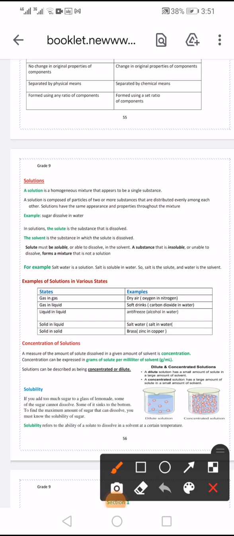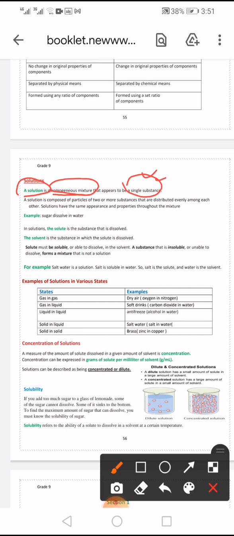What's meant by solution? A solution is a homogeneous mixture that appears to be a single substance. A homogeneous mixture is a mixture in which you cannot identify the components inside the mixture. It appears to be a single substance.